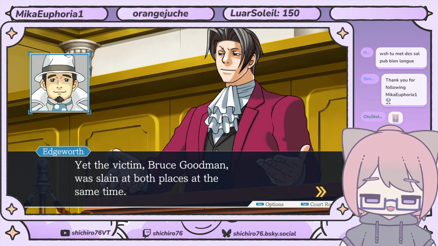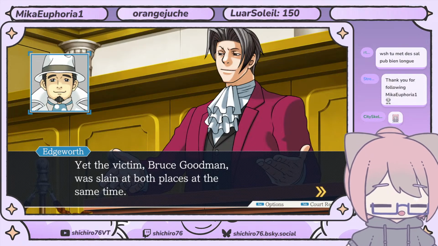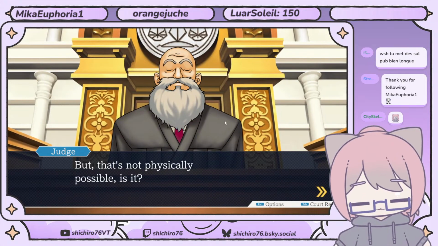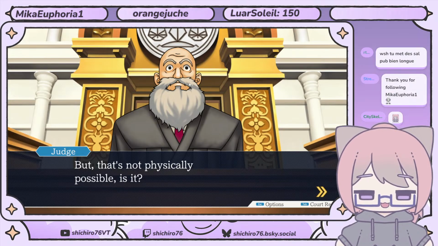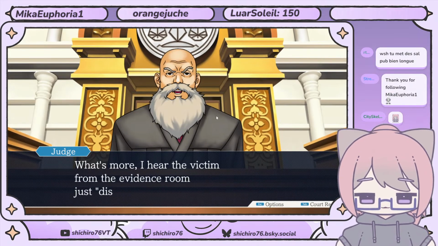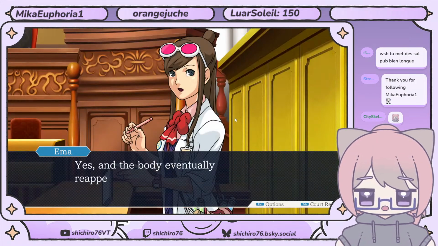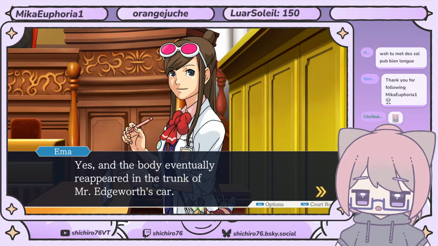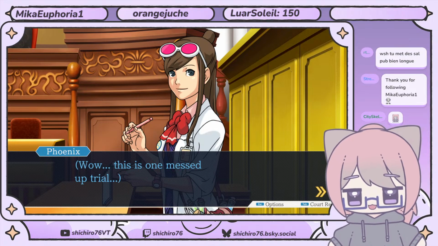Yet the victim, Bruce Goodman, was slain at both places at the same time. But that's not physically possible, is it? Are you even doubting it, Judge? What's more, I hear the victim from the evidence room just disappeared. Yes, and the body eventually reappeared in the trunk of Mr. Edgeworth's car. Wow, this is one messed up trial.